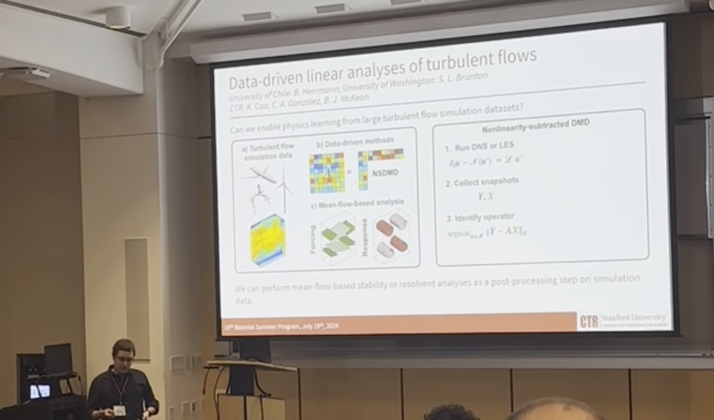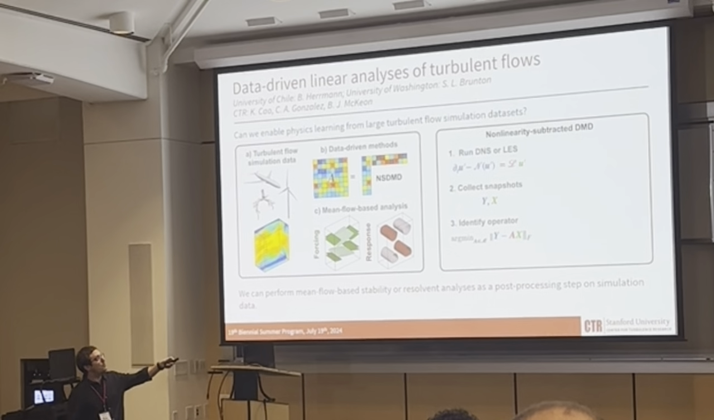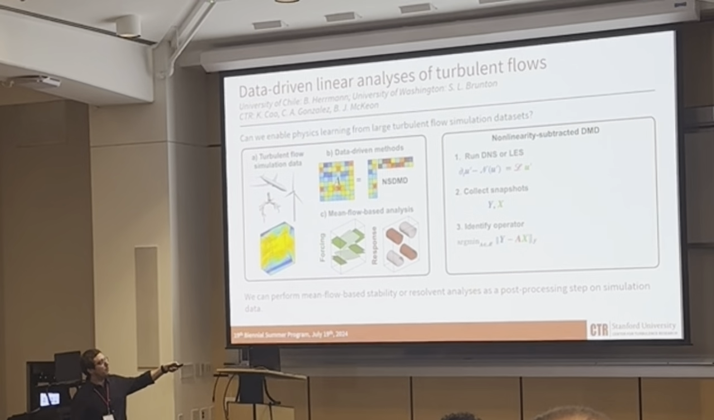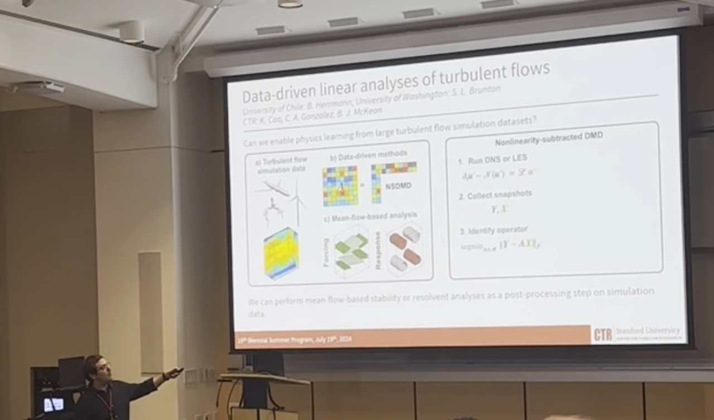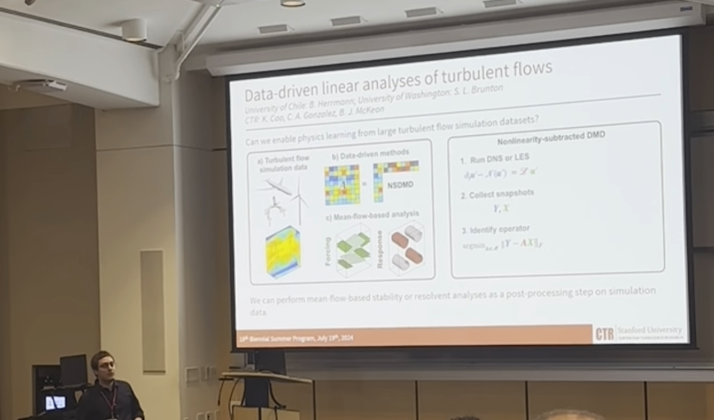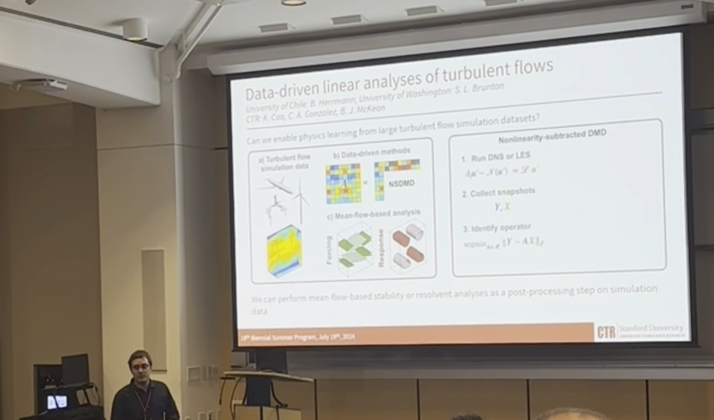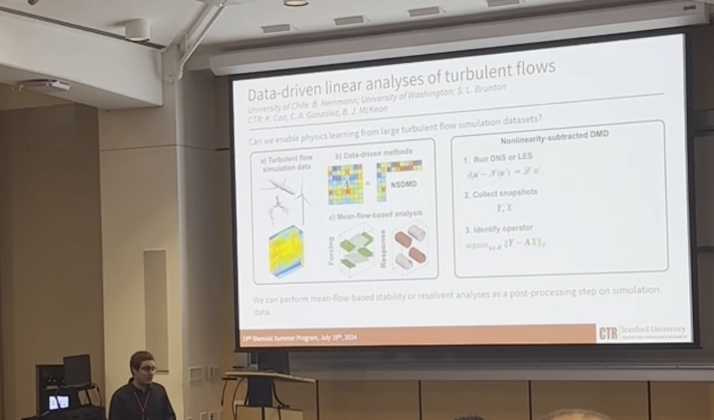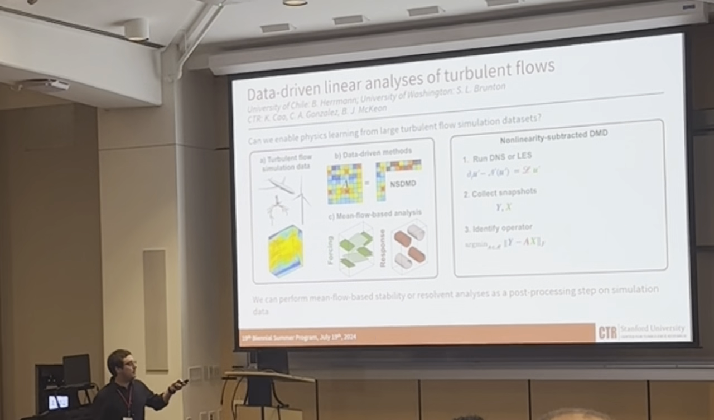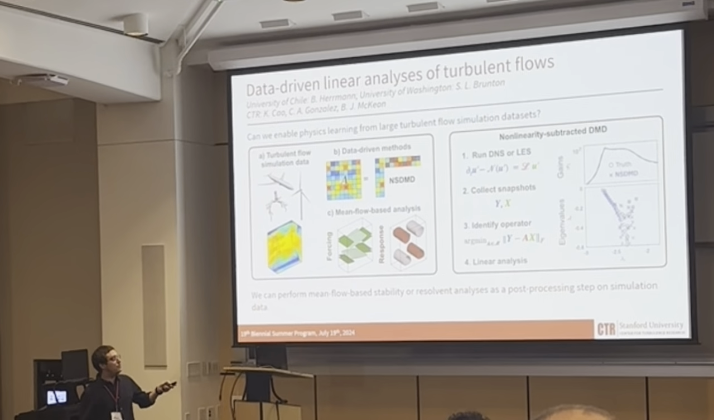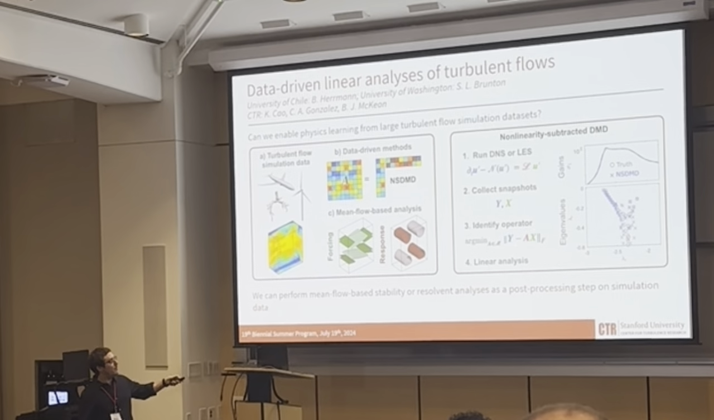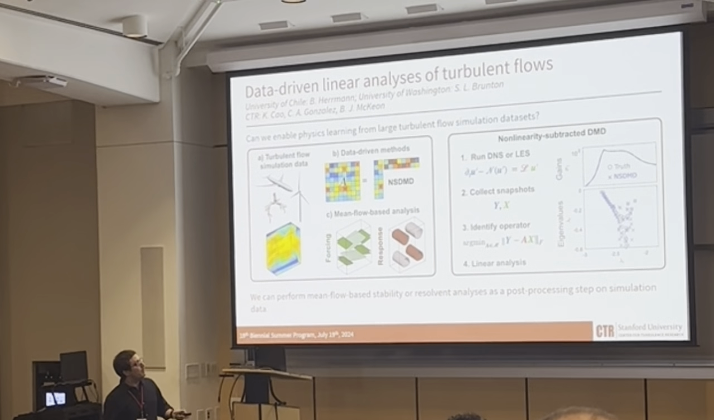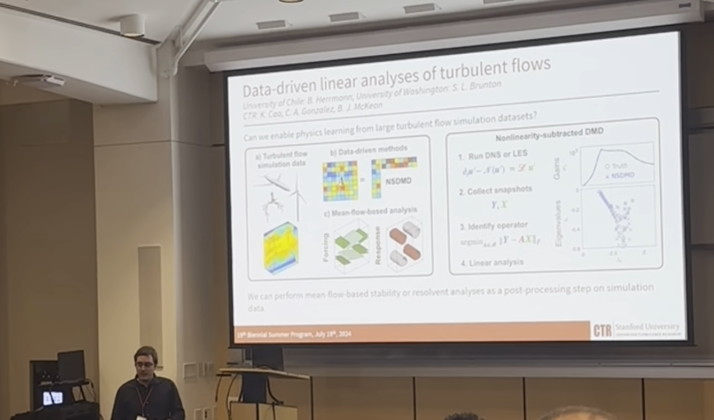The key difference with DMD is that because we're subtracting the nonlinear forcing here, we know that the operator that we get is an actual approximation of the mean flow linearized operator. So that's how we know that what we're getting is connected to the governing equations. That's the key difference, and that's what allows us to then use the low-rank representation that we learned to perform linear analysis.